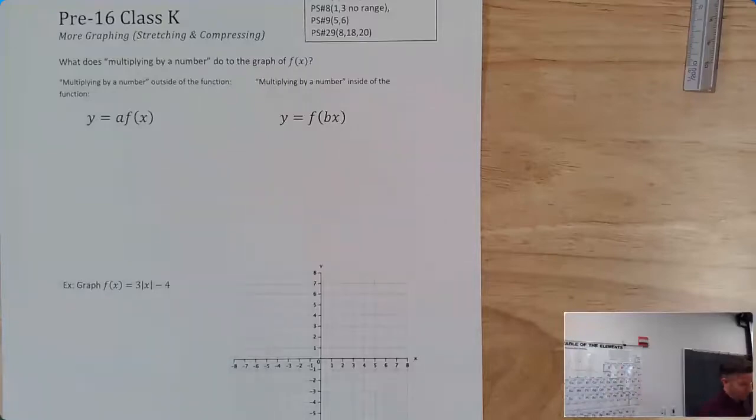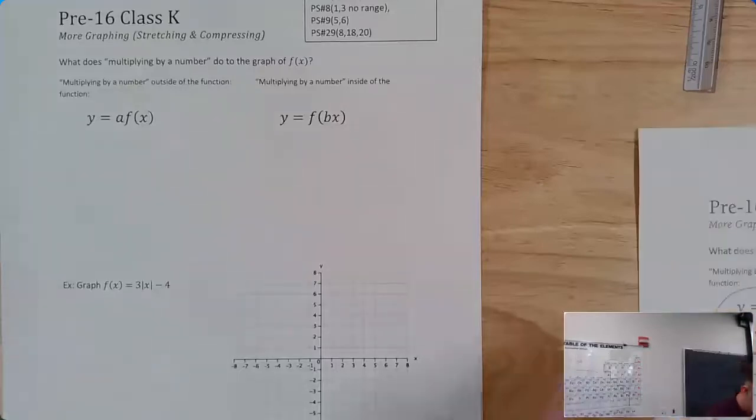But let's talk about what we've got here. Just like last class, when you do something on the outside of the function, it affects it in a vertical way. When you do something on the inside of the function, it affects it in a horizontal way. And typically, the horizontal thing that happens is moderately counterintuitive. Last time we saw that adding on the inside shifted the function to the left, and subtracting on the inside shifted it to the right. In a similar way here, multiplying on the inside does not do exactly what you might think. But let's write some words down.